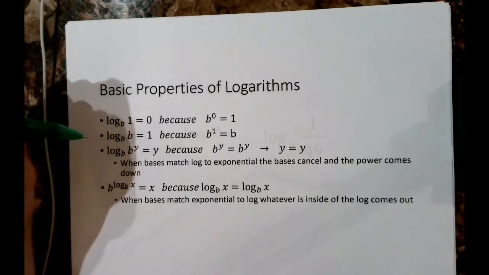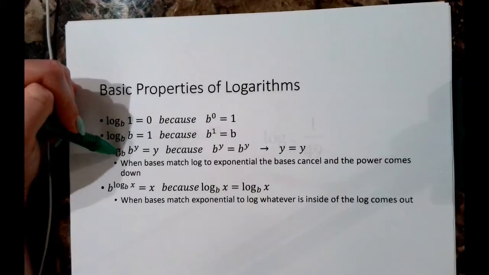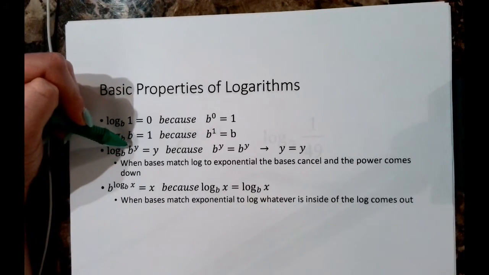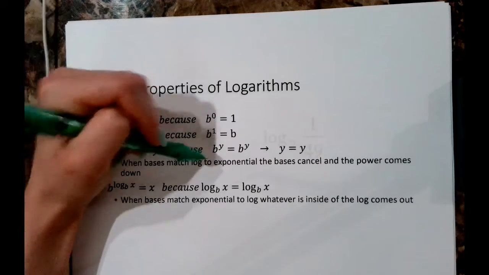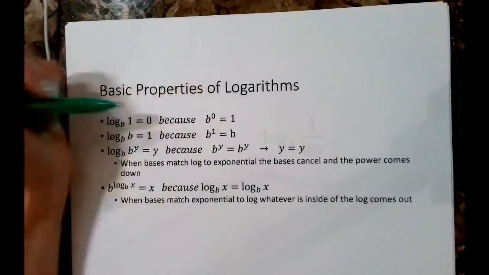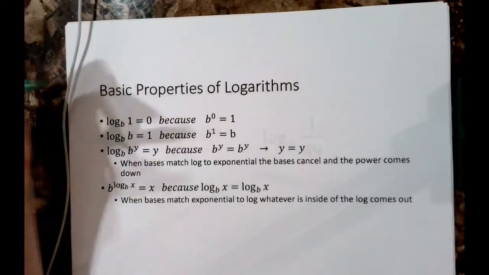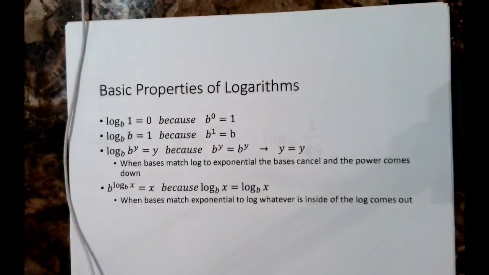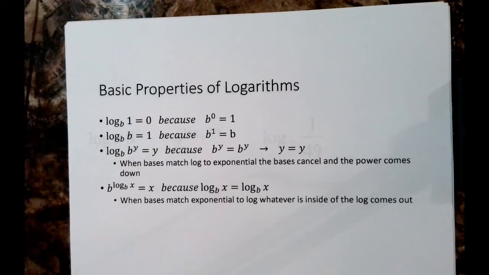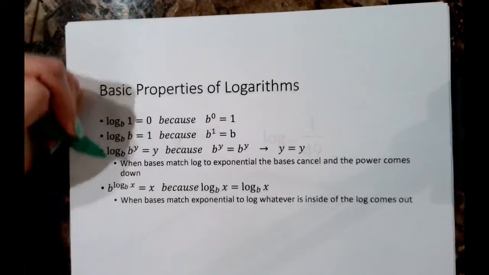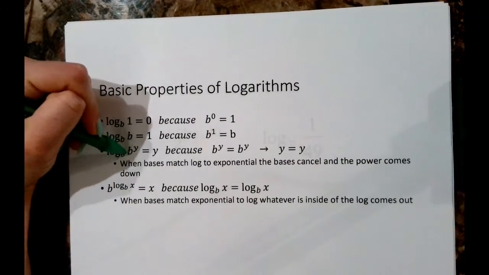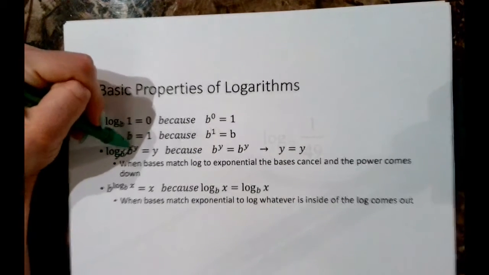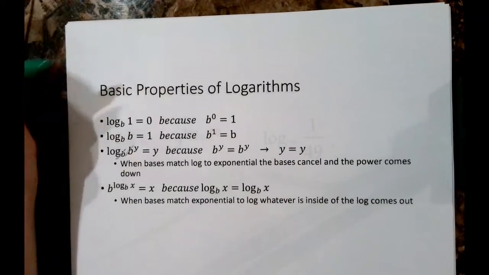Alright, so over here, if our base and the thing we're taking the log of is being put to an exponent y, we're going to get y, because b to the y power equals b to the y power, and y obviously equals y. So, when bases match log to exponential, the bases cancel and the power comes down. Our log base and then the exponential base are canceling out, and then we just get that y equals y.